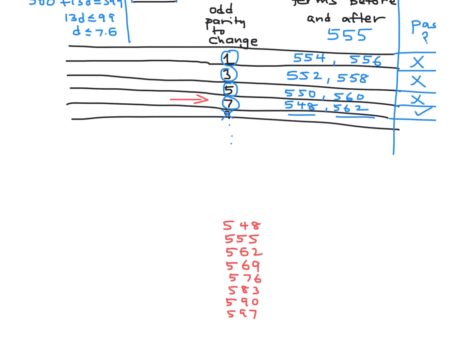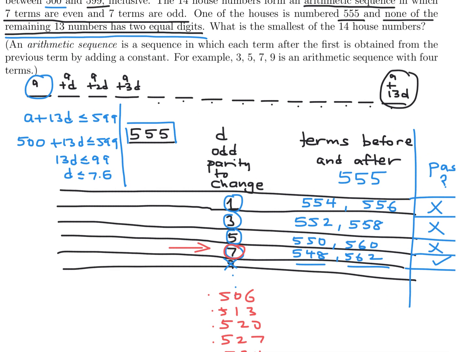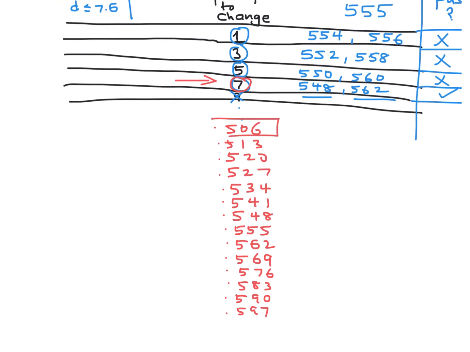And then let me go in the other direction here. 541. I'm just subtracting the difference, which is 7. And then 534, 527, 520, 513, and 506. First of all, these 14? 1, 2, 3, 4, 5, 6, 7, 8, 9, 10, 11, 12, 13, 14. Yes, they are. And what's the question asking? What is the smallest of the 14? Okay. The smallest would be 506. And yeah, that completes the question.